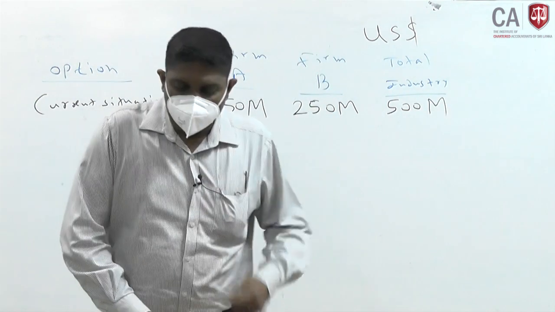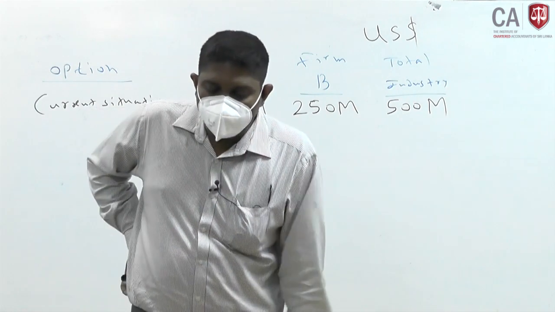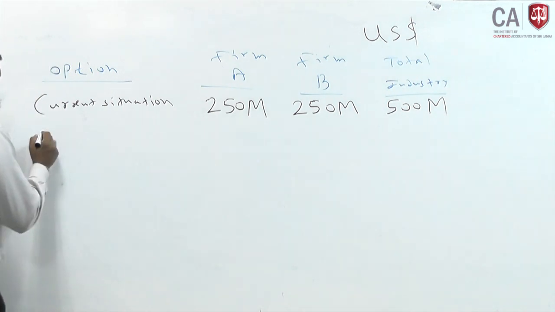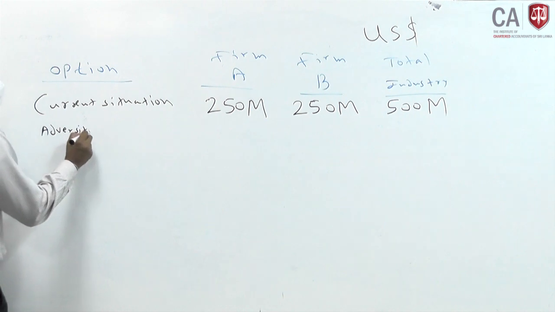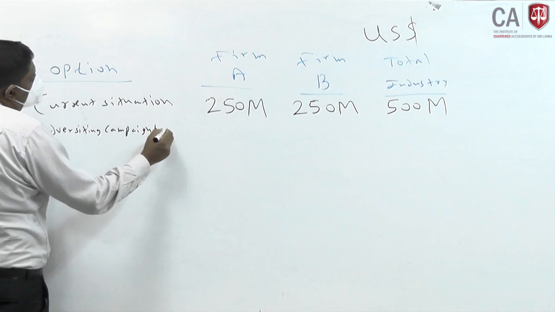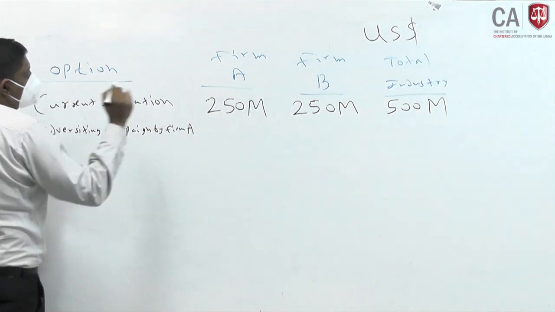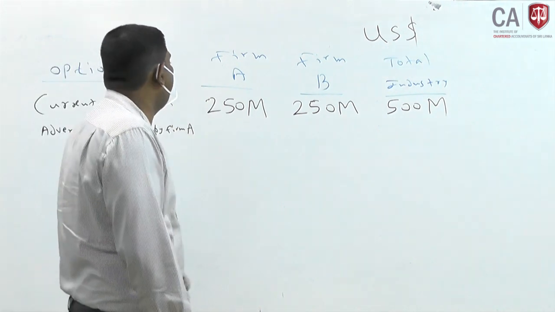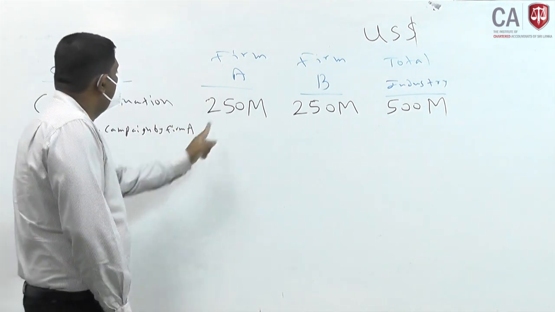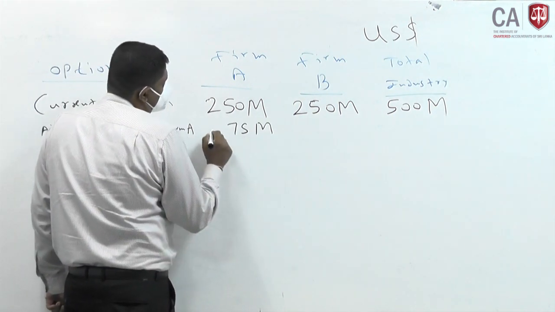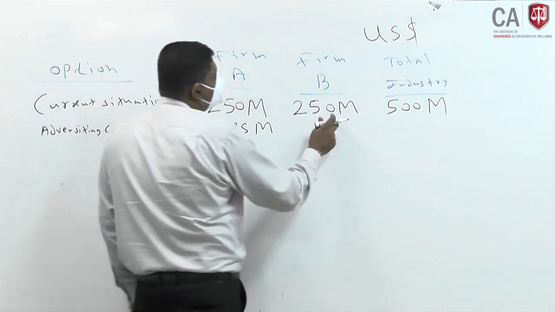What is the first scenario? First scenario is firm A launching an advertising campaign. Advertising campaign by firm A. That is the first scenario. When the advertising campaign is made by firm A, what is the revenue gain of them? 75 million here, plus what happened to the firm B?